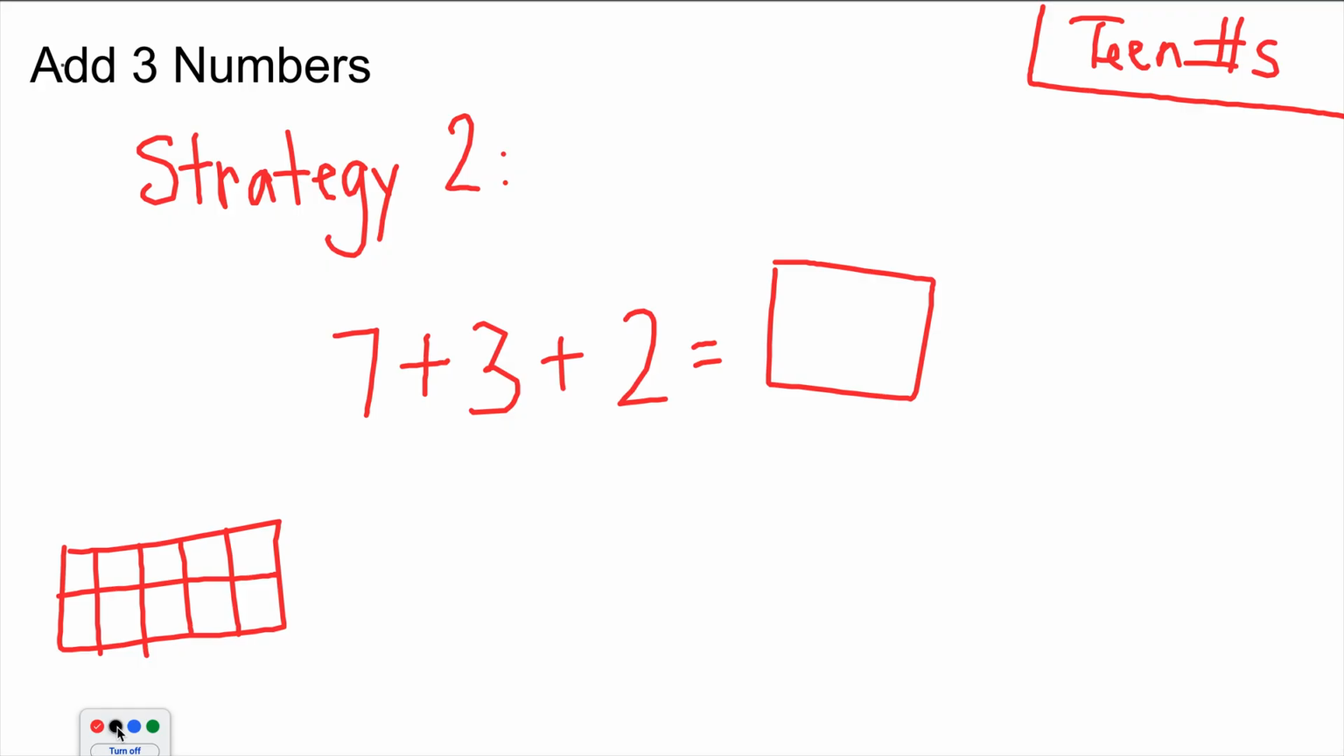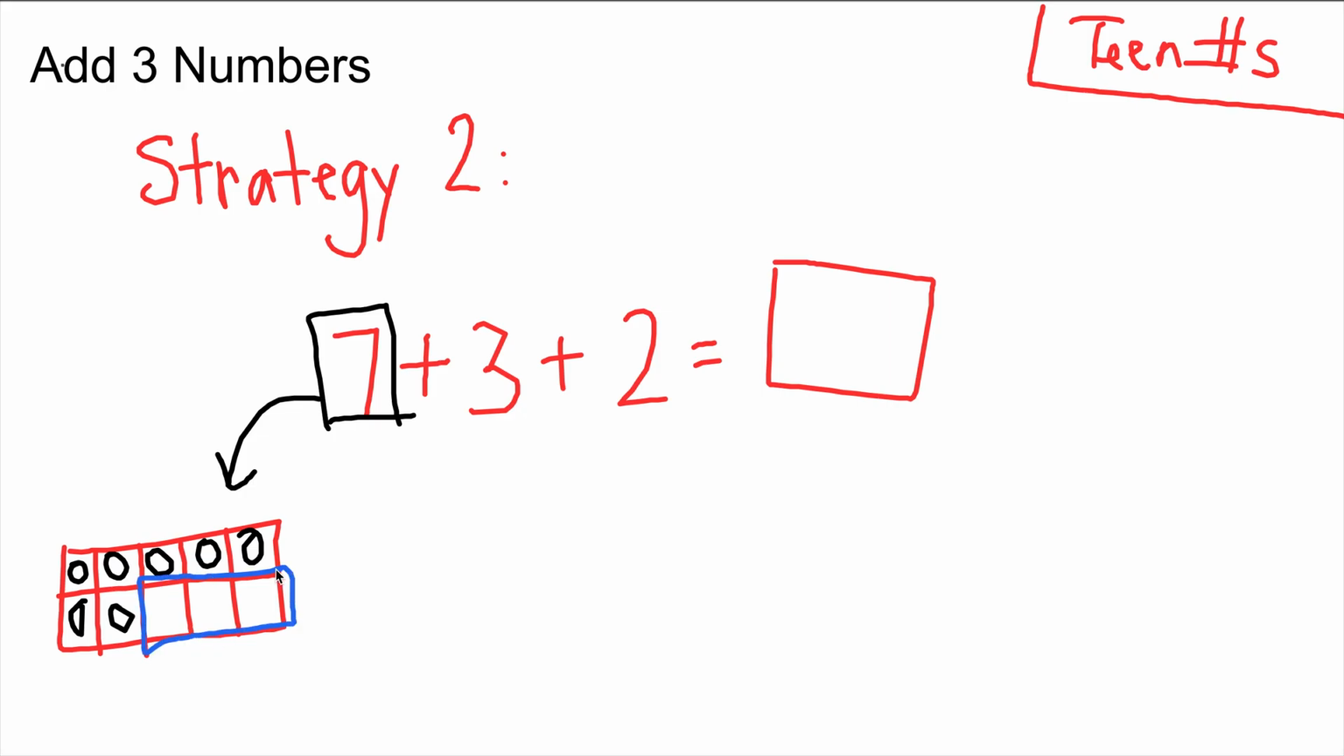So let's look at my first big number. My biggest number here is 7. So I'm going to put 7 in my 10 frame. 1, 2, 3, 4, 5, 6, 7. And I realized that if I'm trying to make 10 and I put 7 inside, I noticed, let's use a different color, that I have 3 empty spaces for me to make 10.